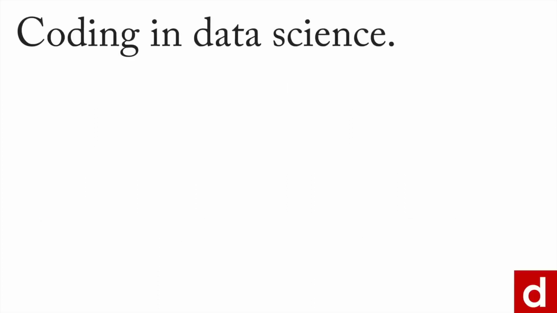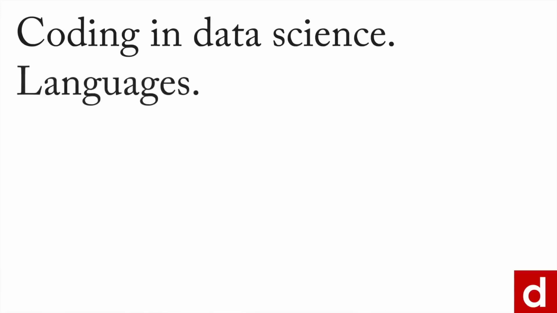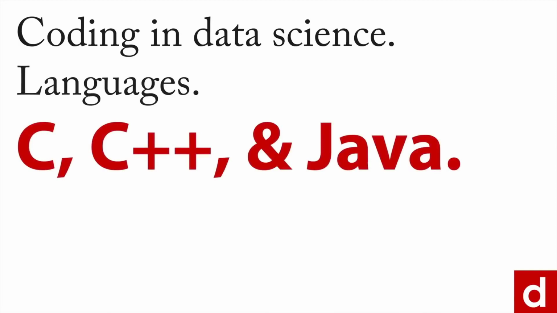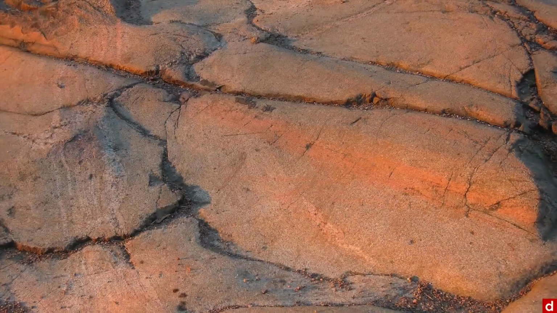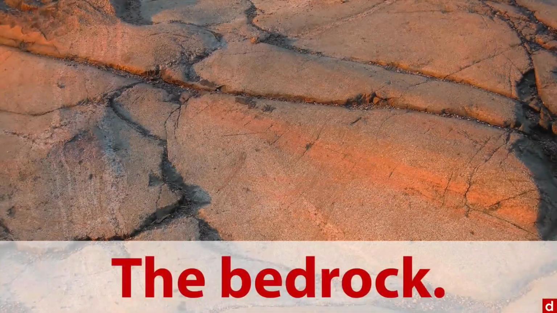When you talk about coding in any field, one of the languages or groups of languages that come up most often are C, C++, and Java. Now, these are extremely powerful applications and very frequently used for professional production level coding. In data science, the place where you're going to see these languages most often is in the bedrock, the absolute fundamental layer that makes the rest of data science possible.